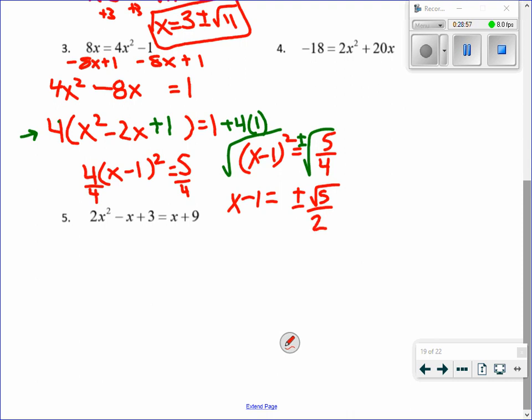And then what's finally our last step? To get rid of that minus 1. Good, add 1. So it would be x is equal to positive 1 plus or minus square root of 5 over 2.